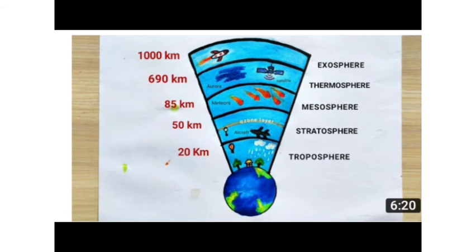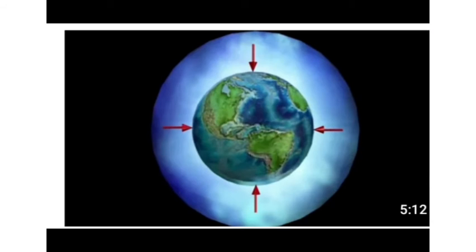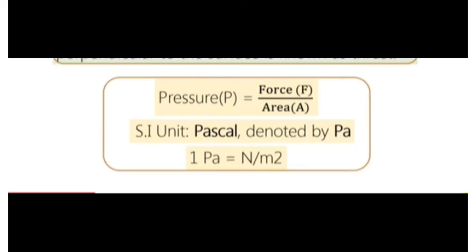Next, we will see atmospheric pressure. The earth is surrounded by a layer of air. This layer is called the atmosphere. The atmosphere extends up to many kilometers above the surface of the earth. The pressure exerted by this air is called atmospheric pressure. Atmospheric pressure can also be defined as the force per unit area exerted on a surface by the weight of the air. It is maximum at sea level and decreases with height.